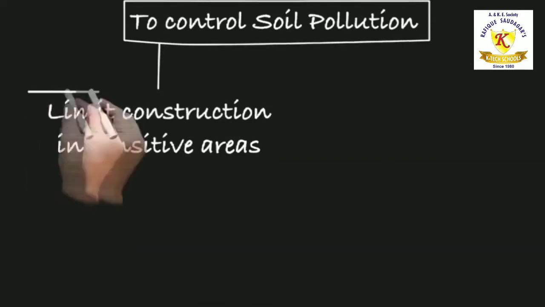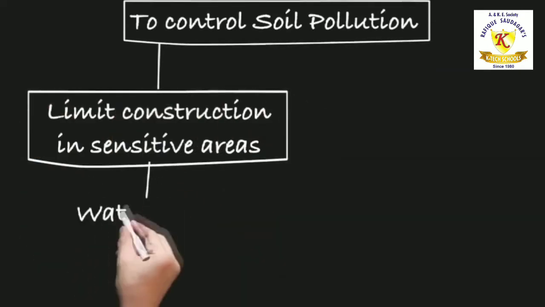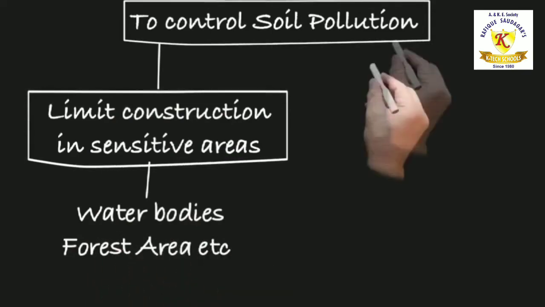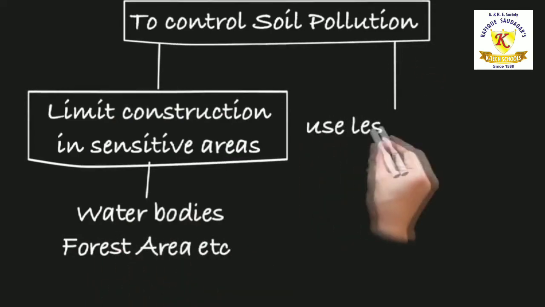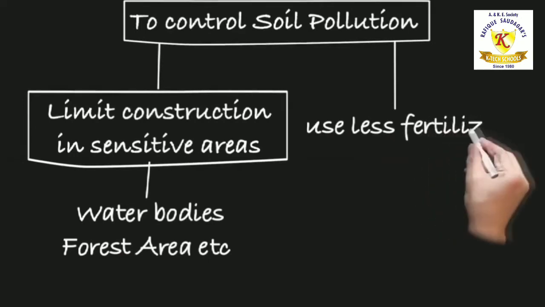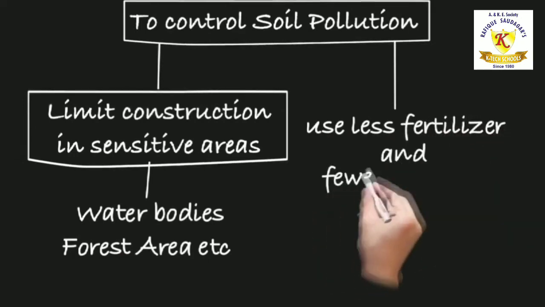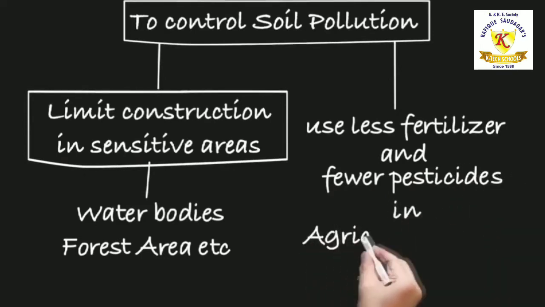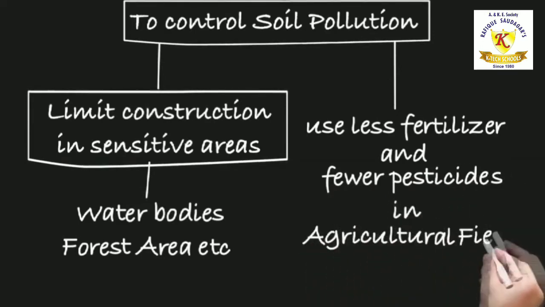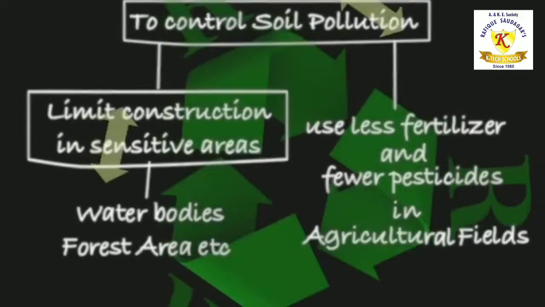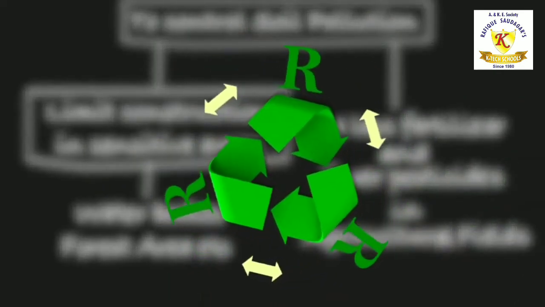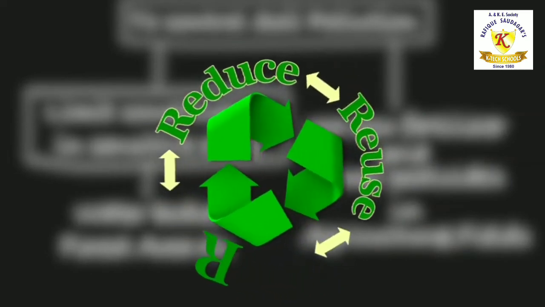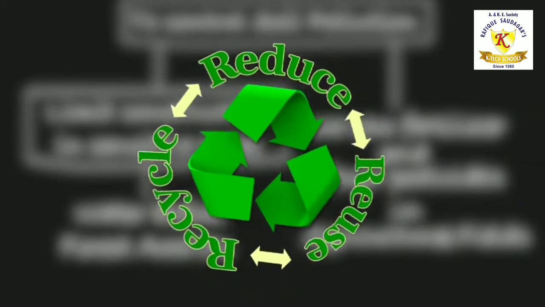To control soil pollution, we can limit constructions in sensitive areas. In general, we would need less fertilizers and fewer pesticides. We could only adopt this by the 3 R's: reduce, reuse, and recycle.